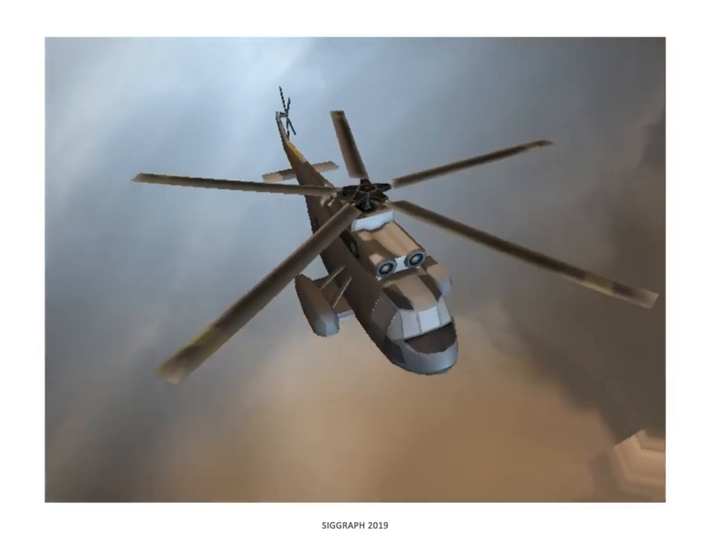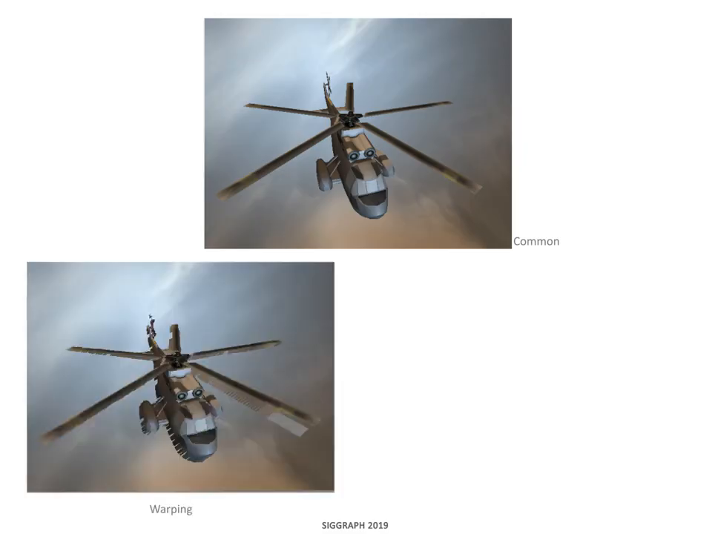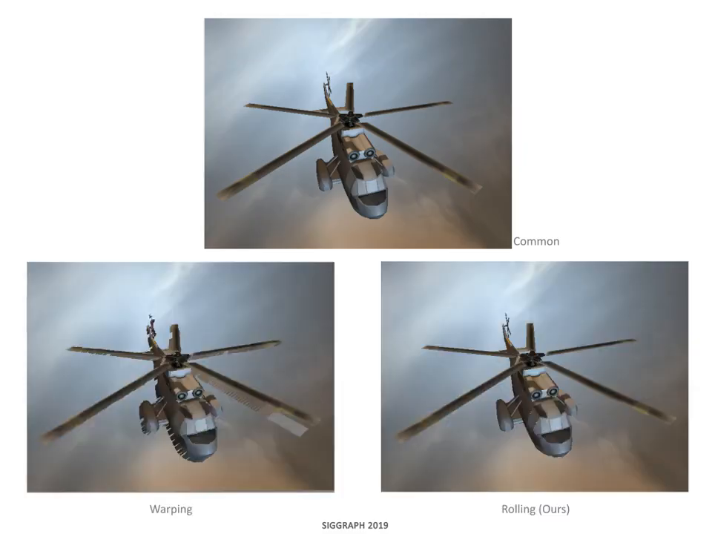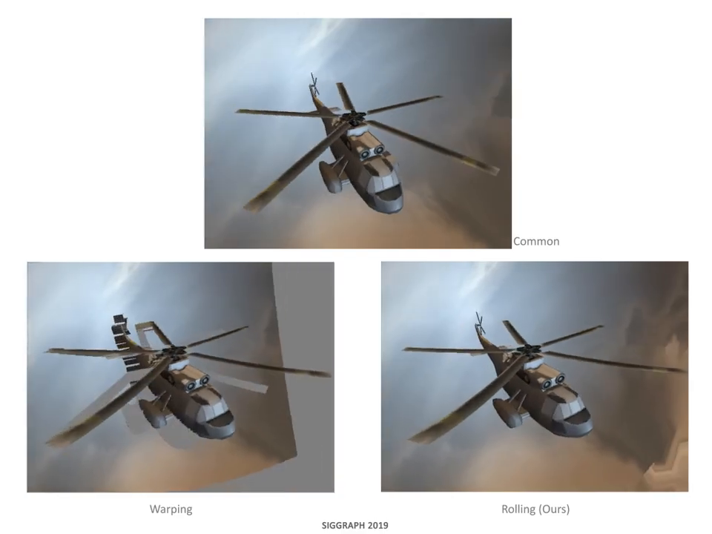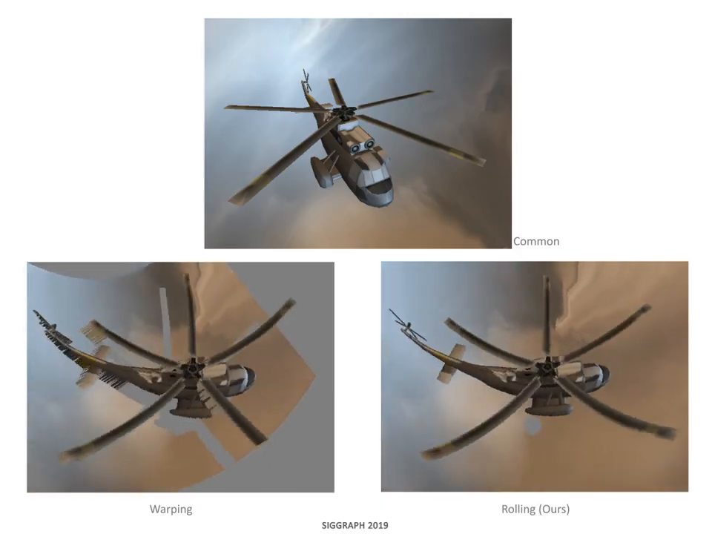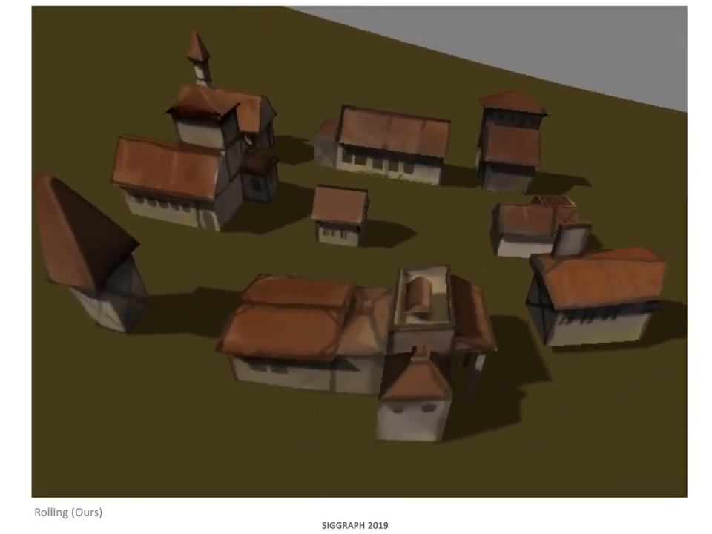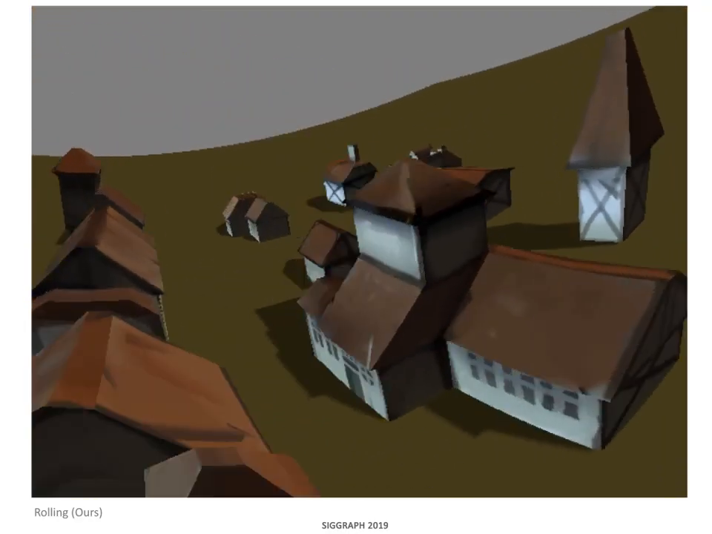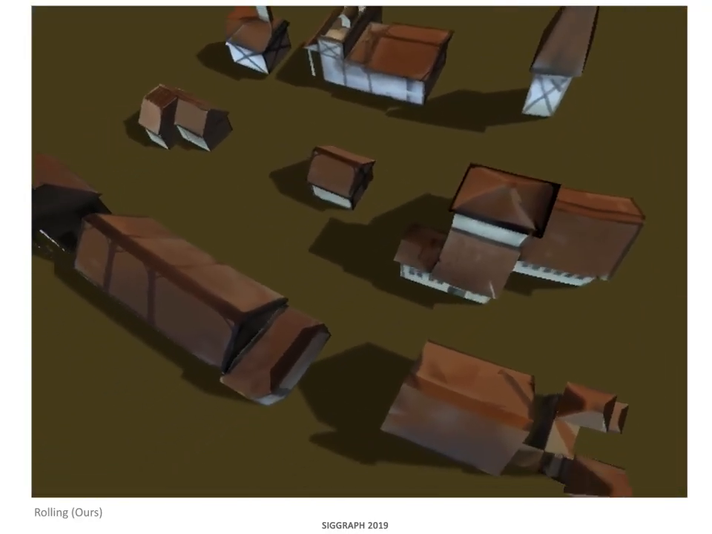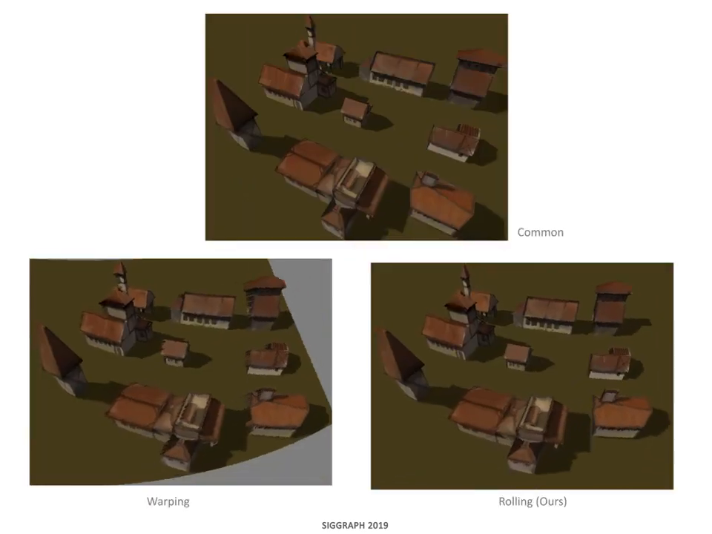Here we compare common rasterization on the top, warping on the left, and our result on the right. Warping has difficulties resolving disocclusions while we directly produce a warped image. A scene made of a few large polygons is a stress test for rolling rasterization. Note how the ground plane is a single polygon, properly clipped against the rolling frustum.